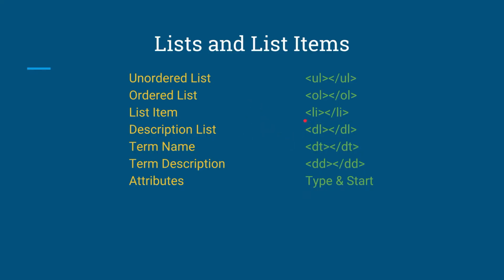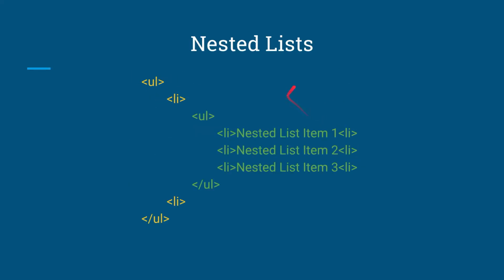So that's it on the list and list item basic tags. But let's see how we can nest a list within another list. Here we have an unordered list, and inside of that we have our first item, which is our LI tag, and inside of our LI tag we have another unordered list followed by 3 list items inside of that list.